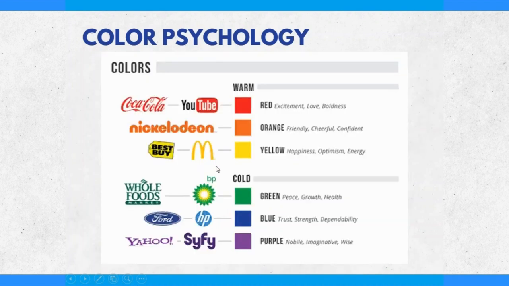And brands have actually been able to use this information in the way they communicate to their clients, even in their logos and in their brand design. Look at YouTube and Coca-Cola using red, Nickelodeon using orange. We have McDonald's yellow, Whole Foods with green, Ford and HP with blue. We have Yahoo with purple. So all of these things, there's a reason why these colors are being used by this brand.